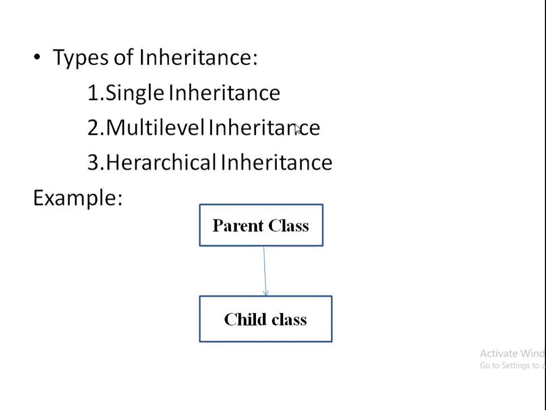The best example for inheritance is the parent and child relation. The parent class is called a superclass or base class. The child class is called a subclass or derived class. The derived class is a class which is derived from a parent class or a base class.